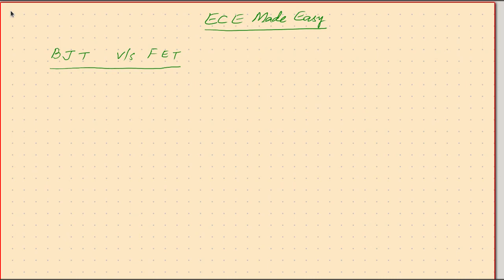After looking into the fundamentals of the bipolar junction transistor, the BJT, and the field effect transistor, the FET, it is now time to see how they compare with each other. What are their features? What are their benefits? What are their advantages? What are their disadvantages? And so on. So let's start with our BJT.